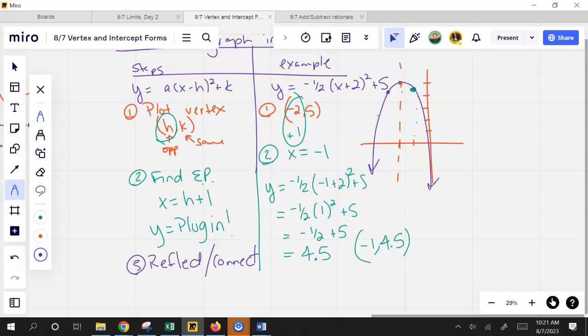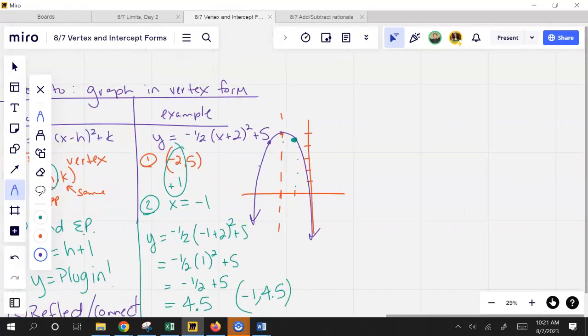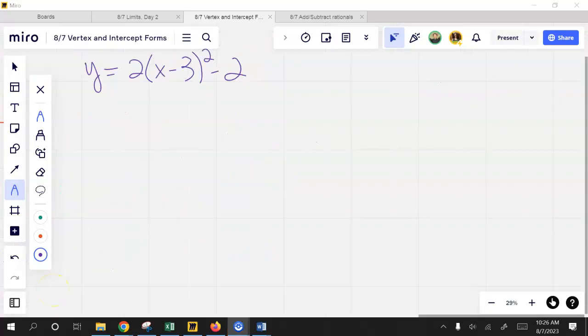You sure? All right, I want you to take 2 minutes and try one, and then we're going to come together and do it together. It's actually example 2 on the back of your notes. What about the vertex? What's the vertex here? (3, -2). Beautiful. Make sure you change that sign on the h.